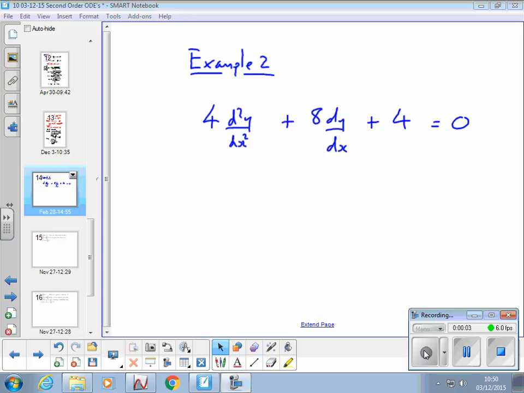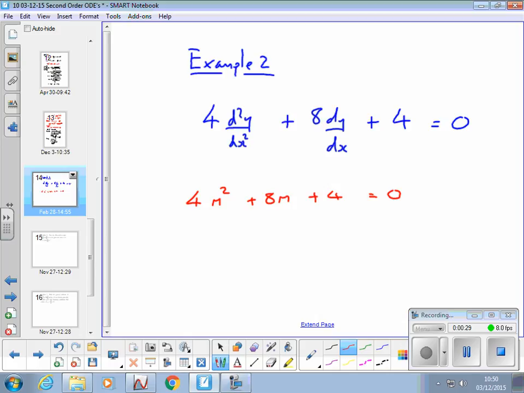So here's another example. If we look at this one, because the right hand side is 0, I always look to see if I can simplify it, and 4 goes into all of those, 4 and 8 and 4. So first of all, let's form the auxiliary: 4m squared plus 8m plus 4 equals 0. Dividing through by 4, m squared plus 2m plus 1 equals 0.